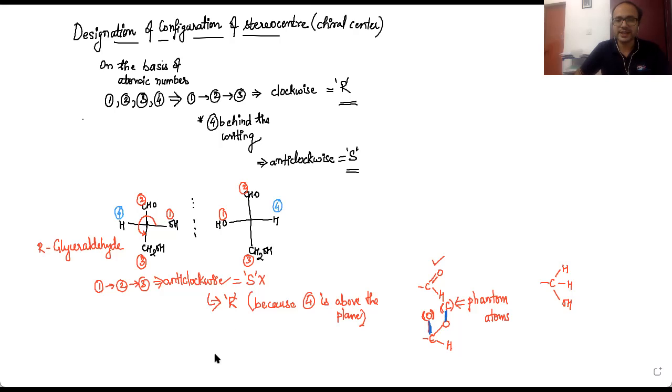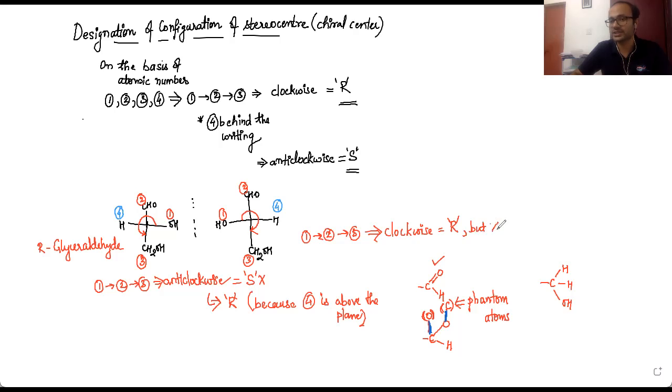Now, let us check the sense of direction. When we move from 1 to 2 to 3, what is the sense of direction coming out to be? Clockwise. The sense of direction is clockwise, so we expect the configuration to be R.